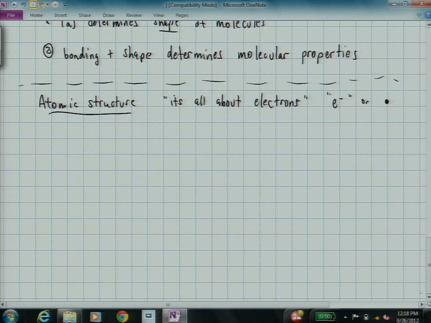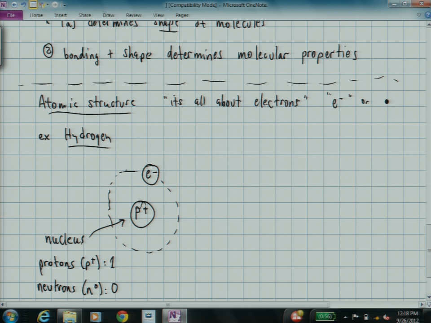Everybody always starts with hydrogen. It's a cliche, but it's a good, useful cliche. So hydrogen structure, I'll write this up and then explain it. So there's a nucleus in the middle. It has protons. That is the symbol P+, and there's one of them. And there are neutrons, just N0, they have no charge. There are none in the nucleus of the hydrogen atom. And then orbiting around that is an electron, one lone electron.